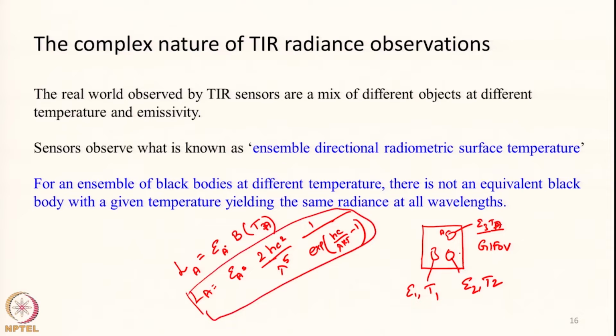Similarly, there can be n objects within a given GIFOV or within a single solid angle subtended by the sensor. Like a sensor sees one particular solid angle covering a small ground area. There can be n different surface elements there, each having its own radiance that can be computed using emissivity and Planck's function, and each has its own small areal extent fraction. Say a building might have occupied 2% of the GIFOV, a water body might have occupied 15% of the GIFOV and so on.